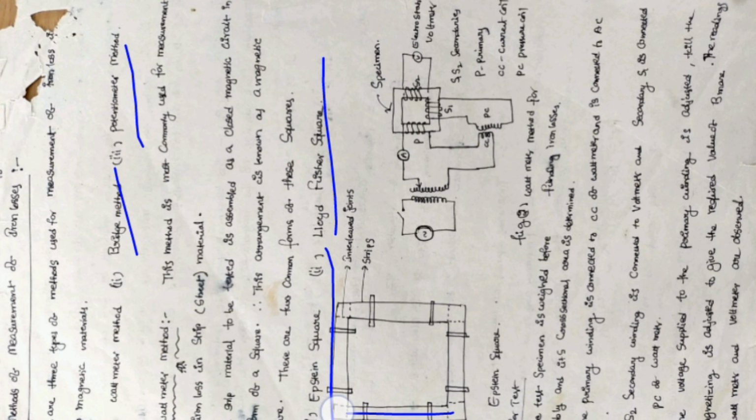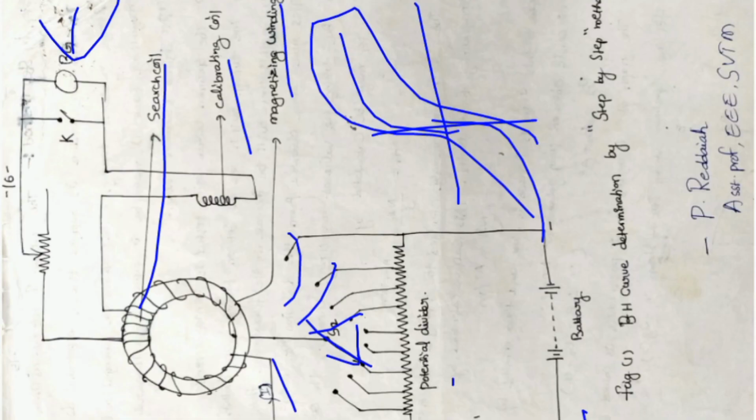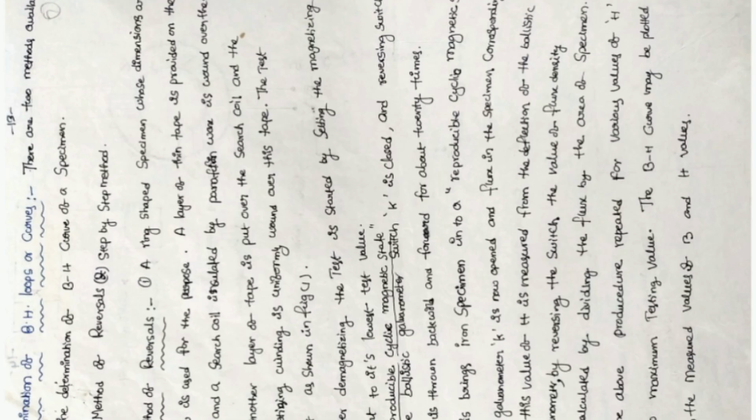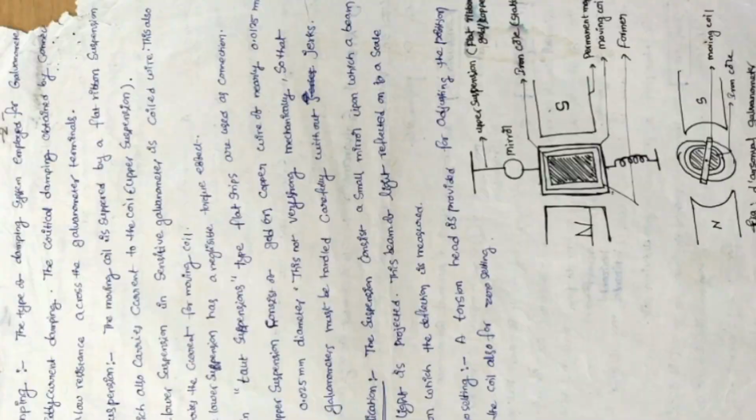The Epstein square forms a rectangular shape. In the form of strips, the magnetic material is used, a wattmeter is connected with pressure coil and current coil, and supply is given. Here we are using an electrostatic voltmeter, a simple setup for measurement of iron losses. This is all about magnetic measurements and instruments. What are the tests: AC, DC and steady state tests. Three types of tests will be carried out.